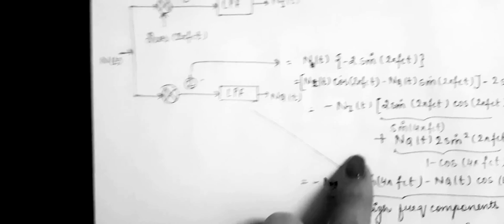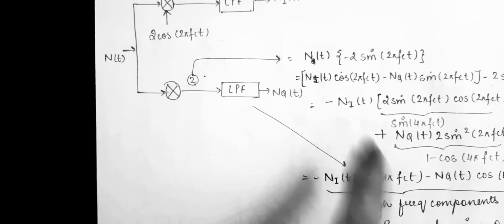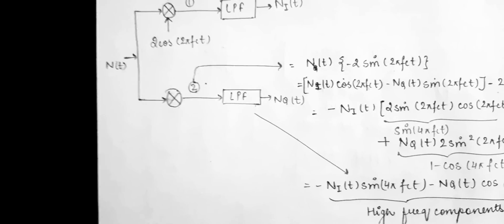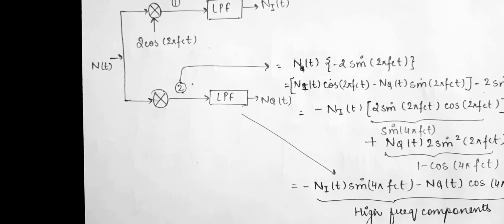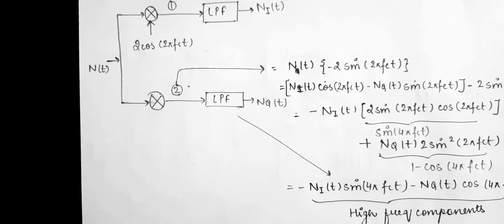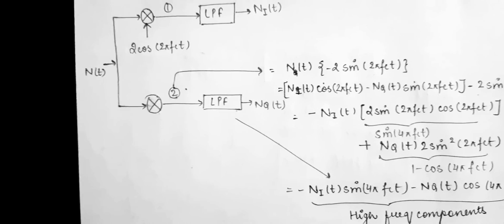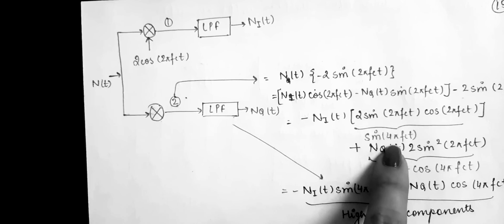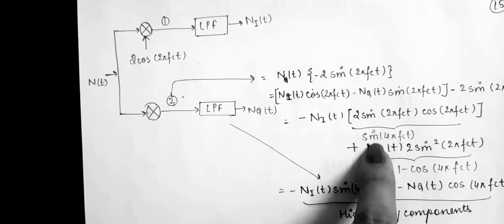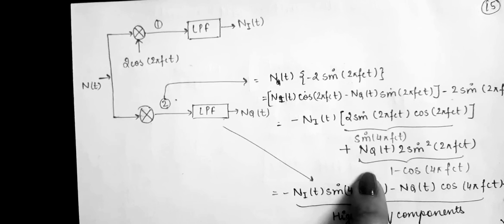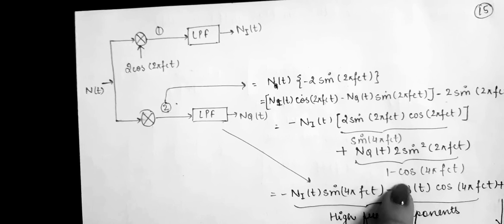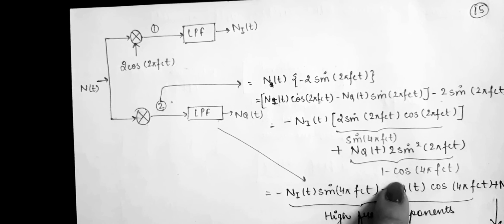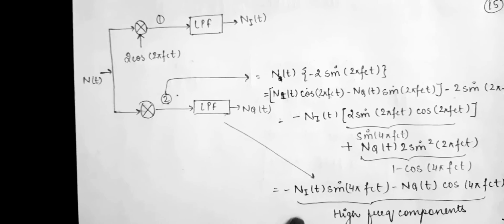Now when we solve it, we'll get minus n_I(t) into 2 sine 2πf_ct cos 2πf_ct plus n_Q(t) into 2 sine square 2πf_ct. So in place of 2 sine 2πf_ct cos 2πf_ct, it will be sine 4πf_ct, and 2 sine square 2πf_ct will be 1 minus cos 4πf_ct. So we'll get three terms over here.